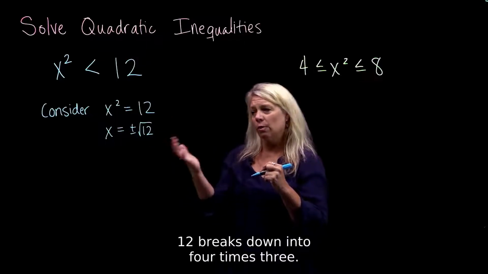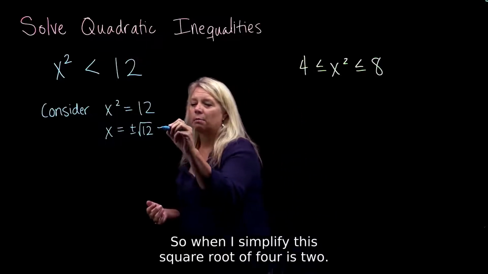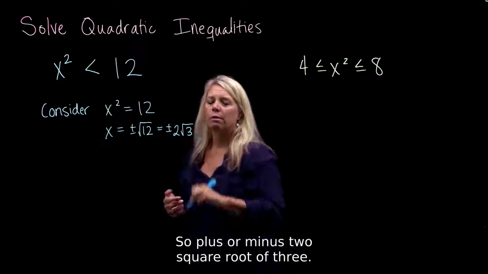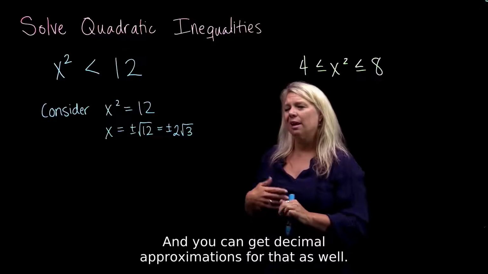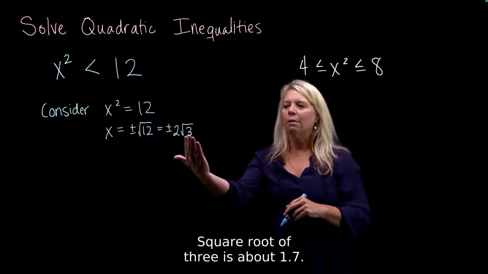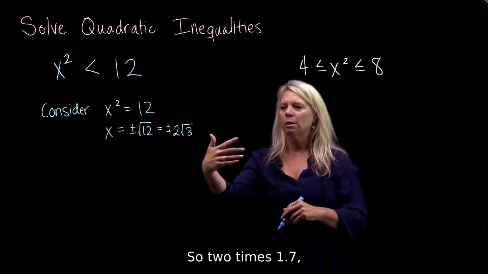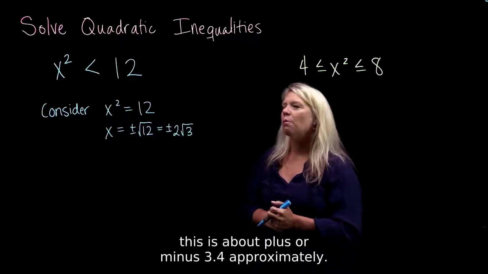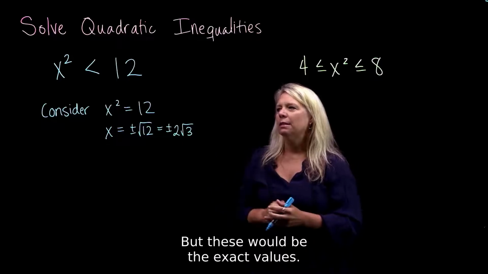12 breaks down into 4 times 3. So when I simplify this, square root of 4 is 2. So plus or minus 2 square root of 3. And you can get decimal approximations for that as well. Square root of 3 is about 1.7. So 2 times 1.7, this is about plus or minus 3.4 approximately. But these would be the exact values.